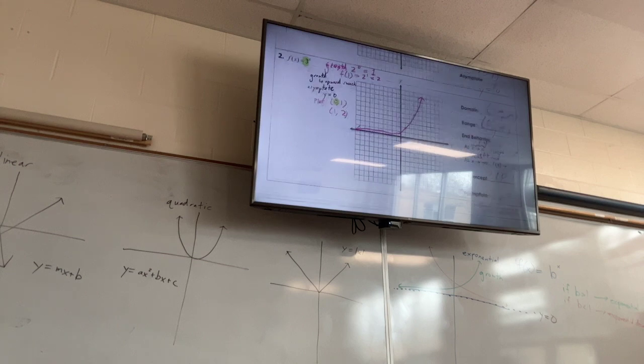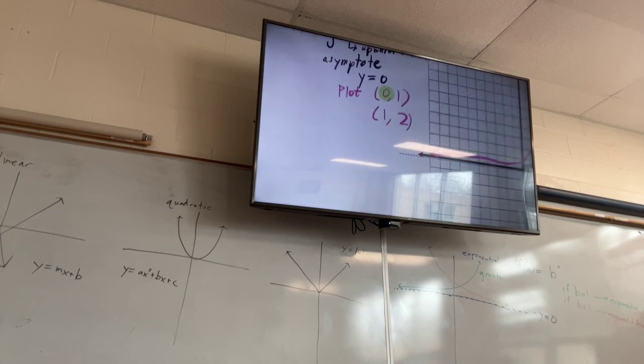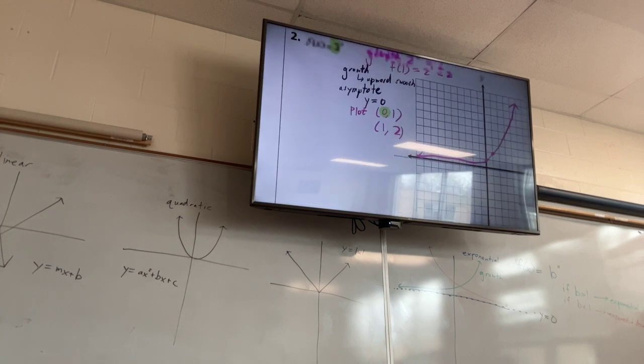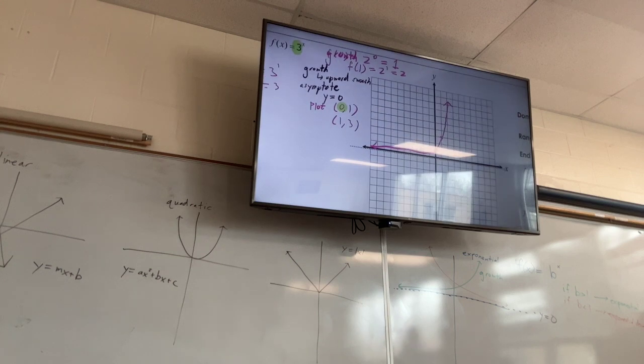There you go. The only thing that's going to change is this point here. Okay, what do I get when I plug in 1 to this function? 3. Get 3. So that's going to be (1, 3). That's the only thing that changes. So it just curves up a little faster. That's the only thing that changes.